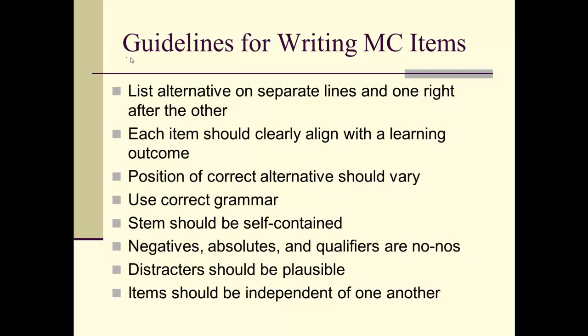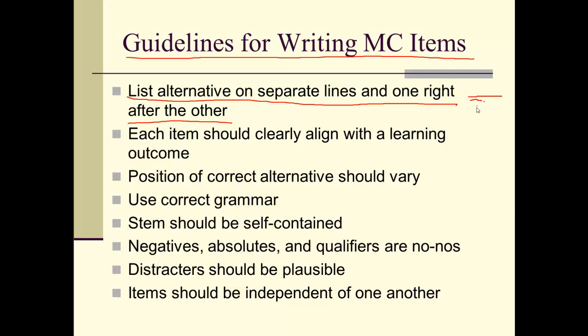Now, your book gives you some guidelines for writing multiple choice items, and so we're going to go through these real quick. List your alternatives on separate lines, one right after the other. And so you've got your stem at the top. Might look something like this. It's typed up there in paragraph form with a period, and then down below there you've got A, B, C, D, and E. And so you kind of indent them out there, and so that helps the students to know these are my possible answers right there. Each of our items should clearly align with the learning outcome.